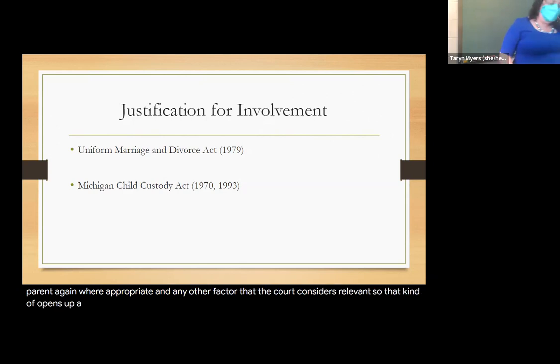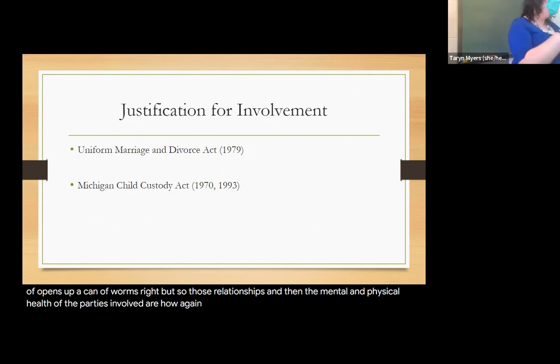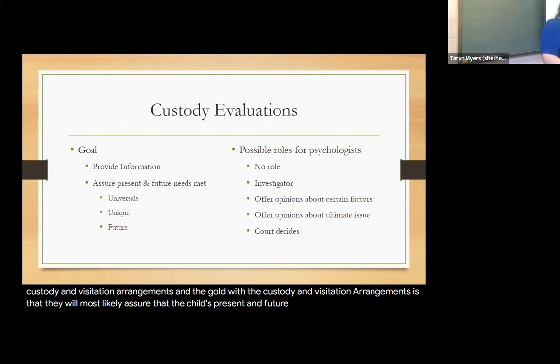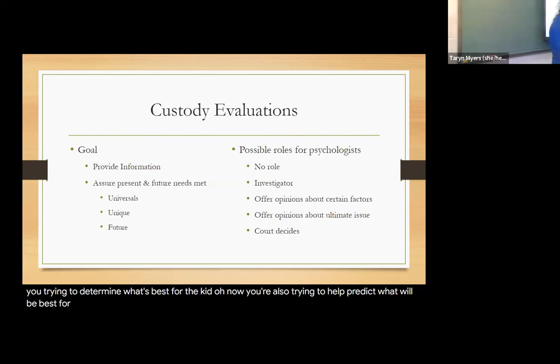So that kind of opens up a can of worms, right? But those relationships and the mental and physical health of the parties involved are how, again, psychologists get involved in these cases. Now in custody evaluations, the goal is to provide information to the court to help in determining custody and visitation arrangements. And the goal with the custody and visitation arrangements is that they will most likely assure that the child's present and future needs are met. So not only are you trying to determine what's best for the kiddo now, you're also trying to help predict what will be best for them in the future.